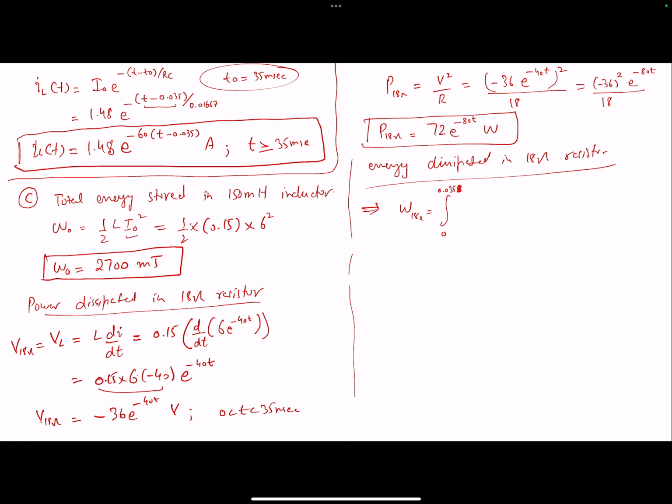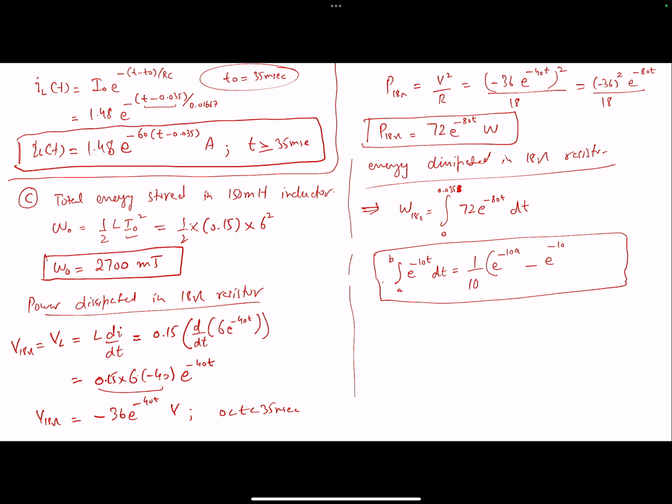So I know that this should be power times dt, 72 e raised to power minus 80t dt. And if I were to solve this, I can show you this identity again. For example, the integral from a to b of e raised to power minus 10t dt should be equal to 1 over 10 times e raised to power minus 10a minus e raised to power minus 10b. So you can apply this identity over here.